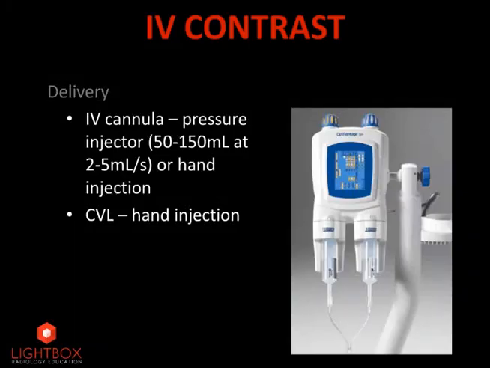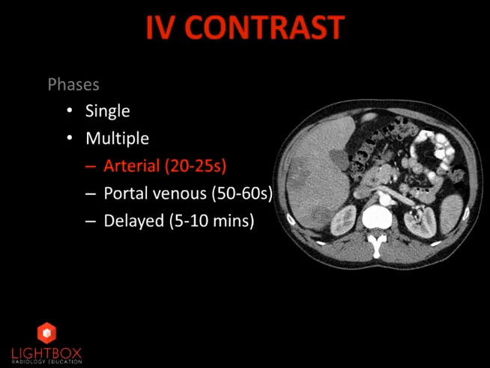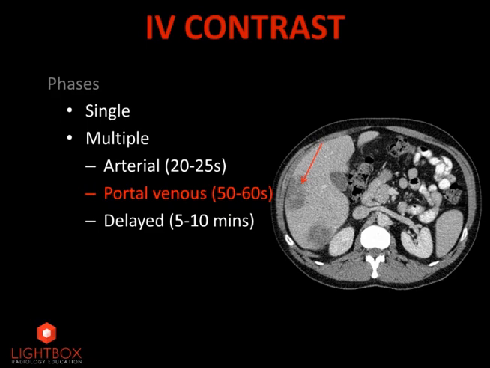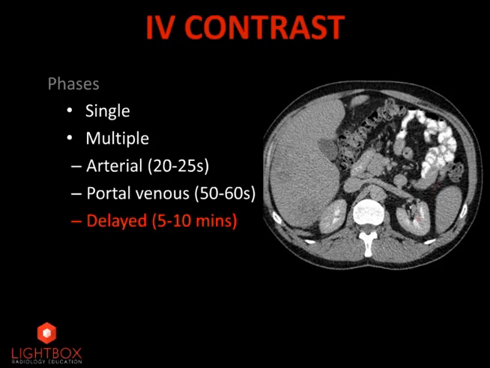IV contrast should be administered via an IV cannula. This can occur via a pressure injector or by hand. In certain institutions, IV contrast can be administered through a central venous line via a hand injection. There is a risk of damage to a central venous line if IV contrast is administered through a pressure injector. Depending on the delay post-IV administration, imaging can be performed in single or multiple phases. Commonly, imaging is acquired in the arterial, portal venous, and delayed phases.